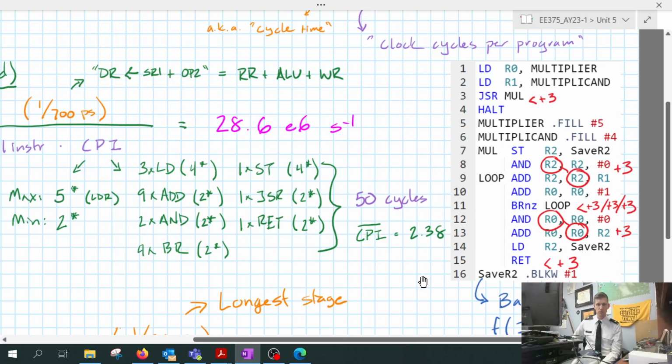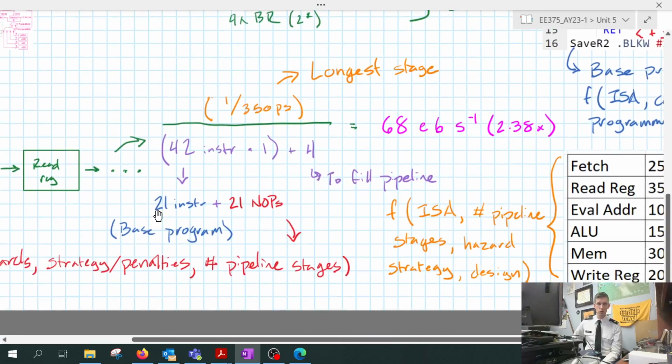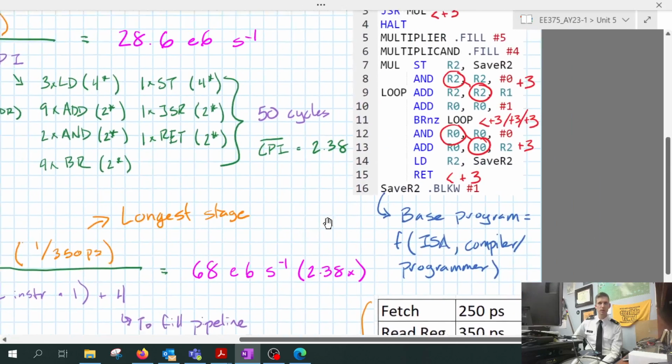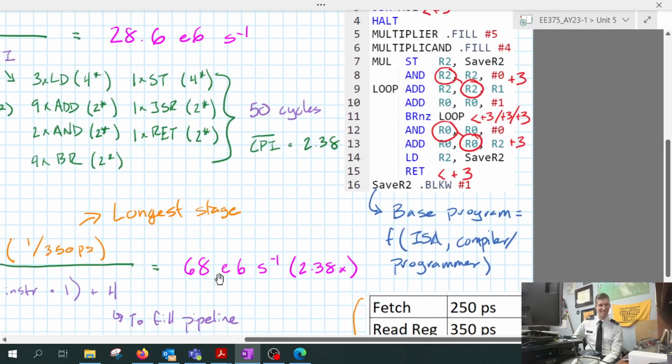But all told, that means that in addition to the 21 instructions that I need to execute in my base program, I've got another 21 no-ops that my pipeline issues in order to resolve the data and the control hazards. So if I make that calculation, 1 over 350 picoseconds divided by 42 instructions plus 4, so 46 total instructions, I get the value 68 million inverse seconds. What that means is my pipeline LC3 should be able to execute this exact program 68 million times a second, which is definitely a performance improvement.